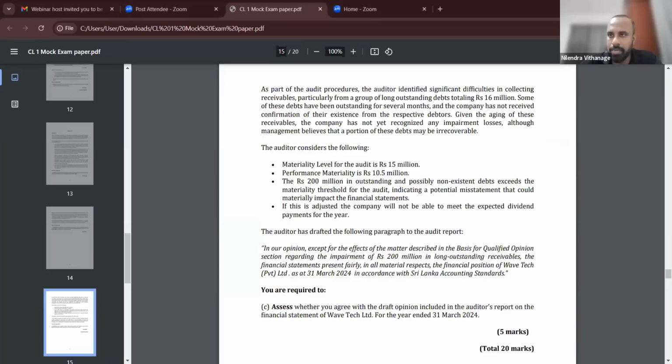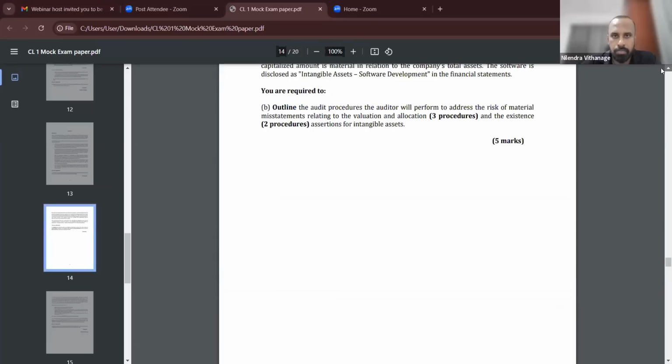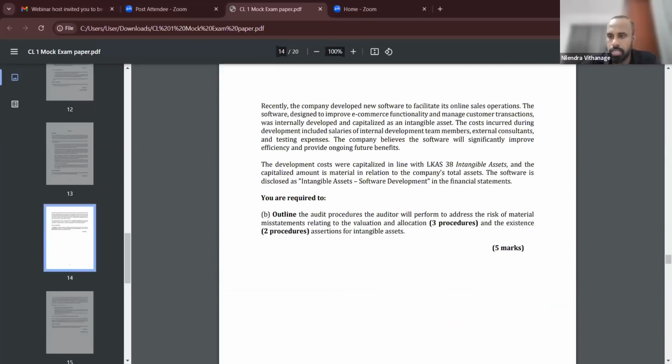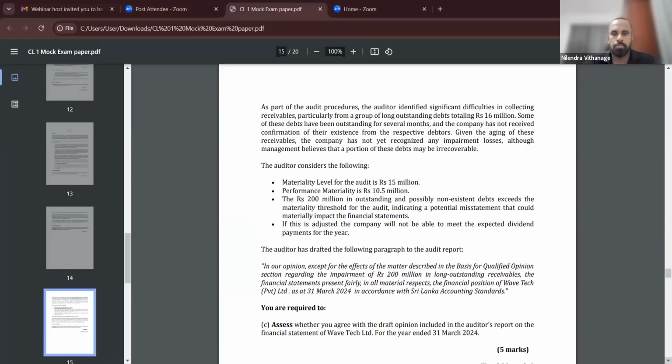Shall we move to question number 7? Sorry, 6 part C. Look at it. Let's move a bit quickly. Assess whether you agree with the draft opinion, including the auditor's report on the financial statements of Wave Tech Private Limited. Whether you agree with the audit opinion.